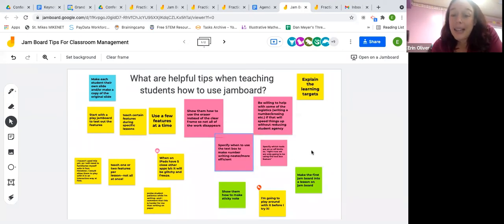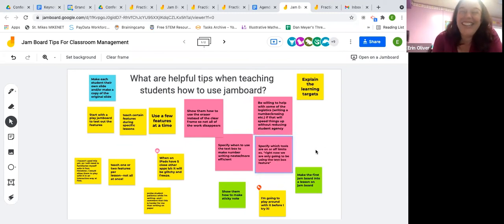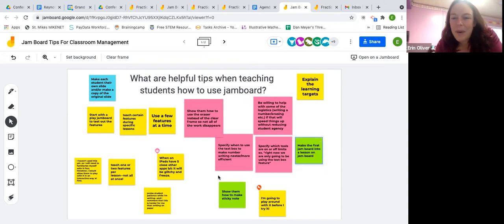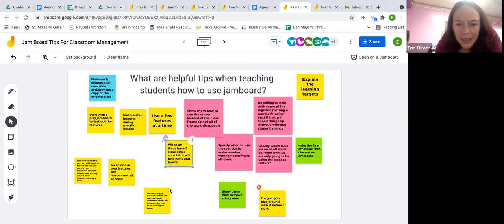Specify when to use a text box to make number writing neater, more efficient. Yeah, writing with the actual writing tool is challenging. I spend a lot of growth mindset lessons on it. Like, look at how much better my writing's getting. It is really hard. Specify which tools are on and off limits. Totally. Make the first Jamboard an intro lesson on Jamboard. Absolutely.